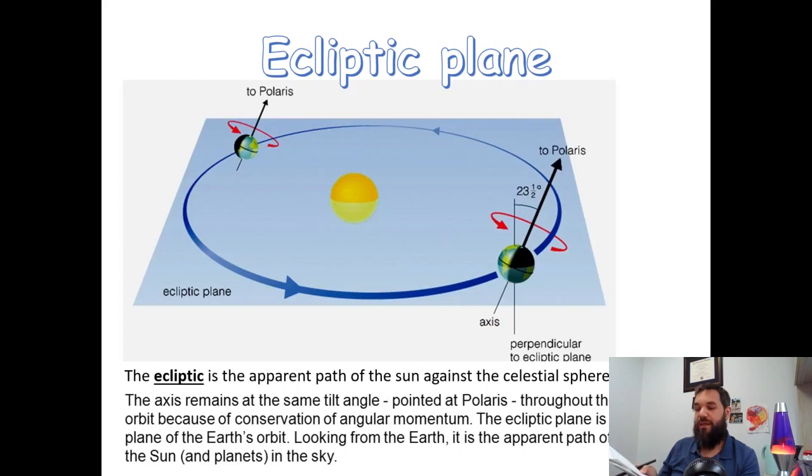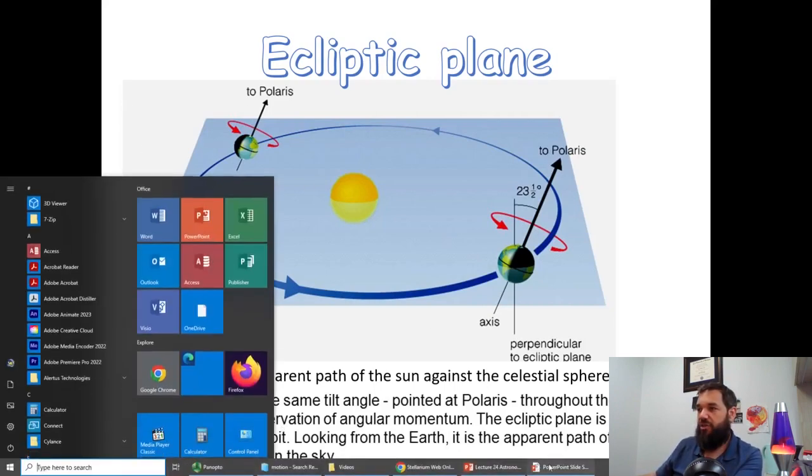Okay, so anyway, I want to just show you this. What is the ecliptic plane? The ecliptic plane is very important. The ecliptic plane is the plane that contains our orbit around the sun. It's also, when we look in the night sky, the apparent path of the sun against the celestial sphere. So I kind of want to show you this here.